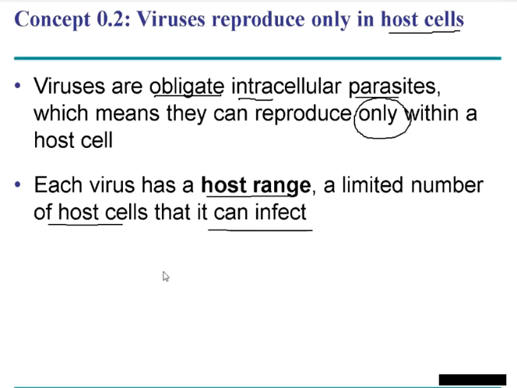So next we come to what? What we discussed right now is that they have a limited host range. So next we move forward. Till now we remember that they are obligate intracellular parasites. So what are the important features of viral reproduction?